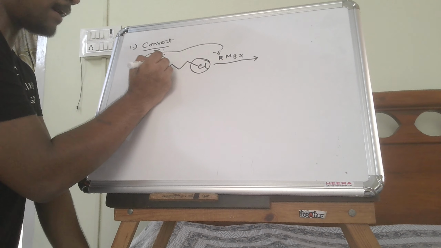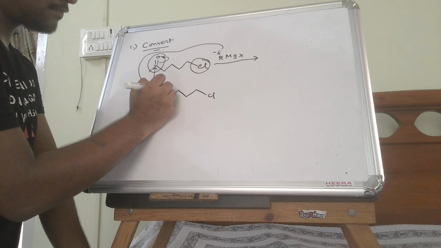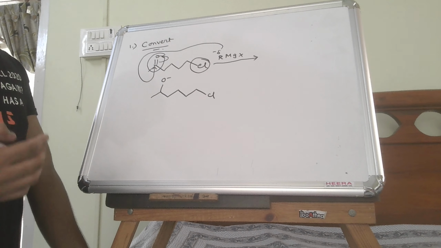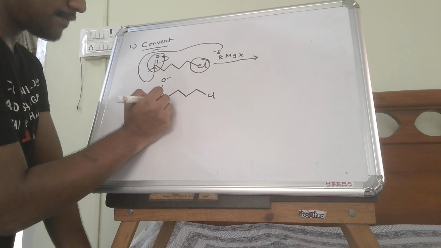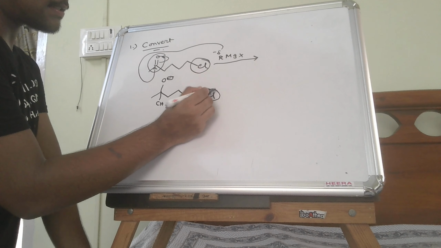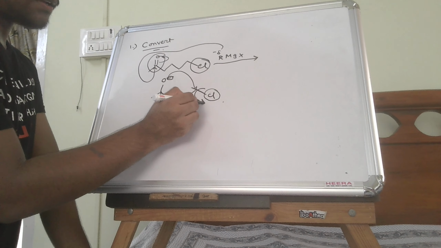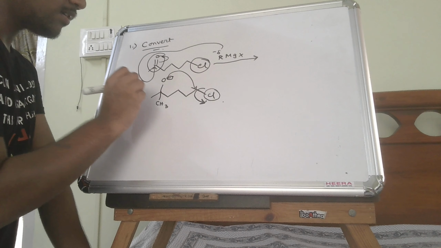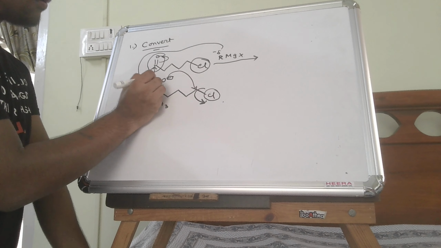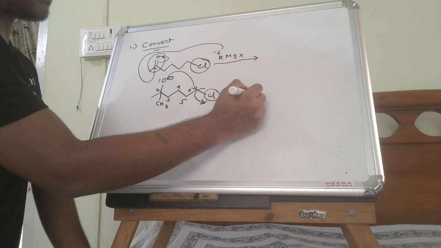So here it will attack and the O minus forms. Now, as the O minus forms, what will happen here? Since there is a sigma star and no double bond left, the O minus will attack the sigma star and remove the chlorine. So what happens? Nice.